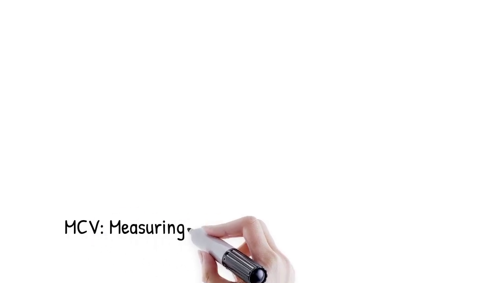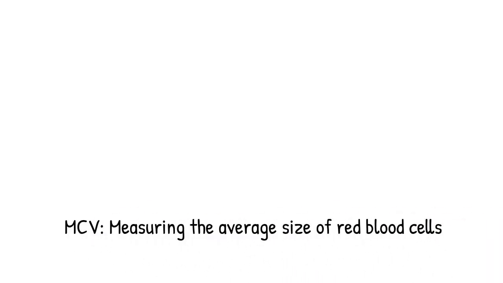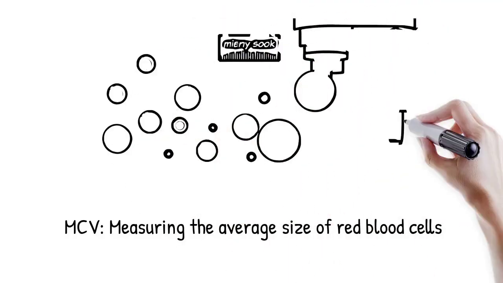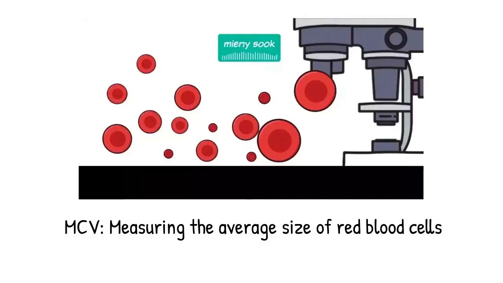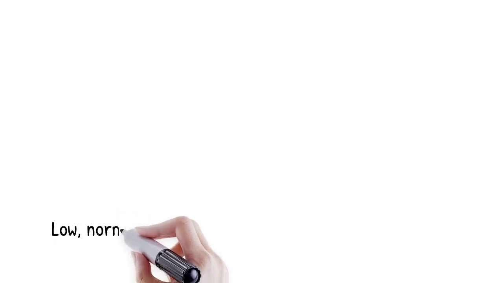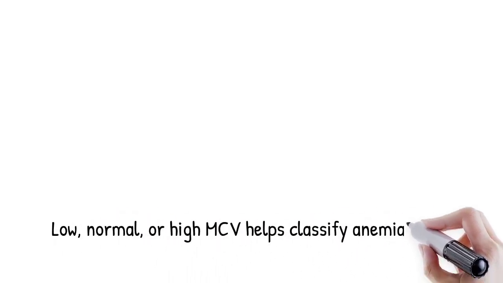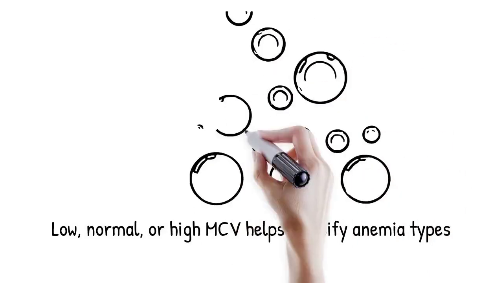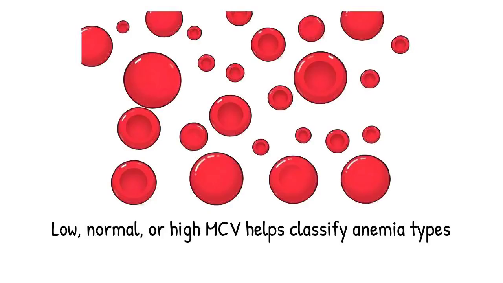The first and arguably most important derived index is the mean corpuscular volume, or MCV. The MCV measures the average size of a single red blood cell. This is the principal index we use to classify anemias morphologically, that is, by the shape and size of the red cells. If the MCV is low, the cells are smaller than normal. We call this microcytic anemia, which points us toward causes like iron deficiency or thalassemia.